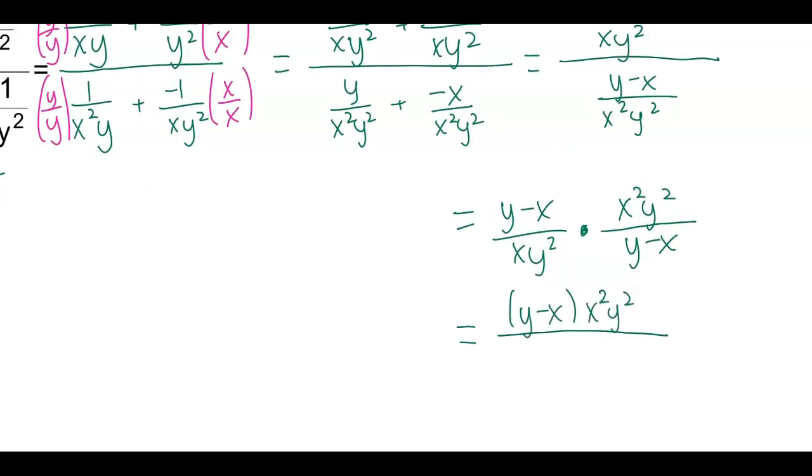And double check, Desiree, are you adding, subtracting? What are you doing in between both of these? Multiplying. So there's a little multiplication dot in the middle. We don't write it, but I want you to understand that it's being multiplied. And then down here, we'll have xy squared and y minus x.